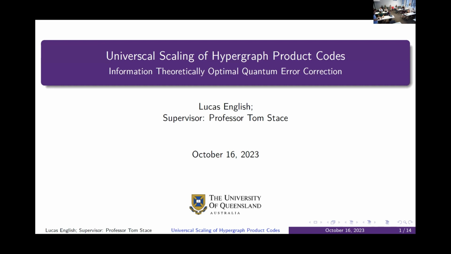Okay, hi everyone. Please call out questions or anything if it's not clear. I'll try to explain further. For the past year, I've been working on a project titled Universal Scaling of Hypergraph Product Codes, on error correction type stuff.